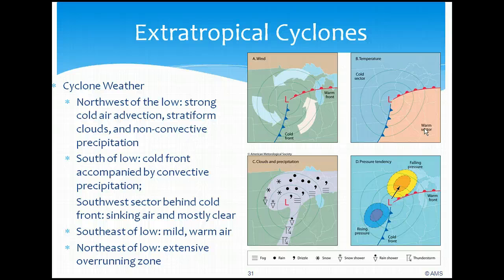Therefore, as an extratropical cyclone moves eastward across the continent, the weather to the left or north side of this track can differ considerably from the weather to the warm or south side, or right component, of the low itself.